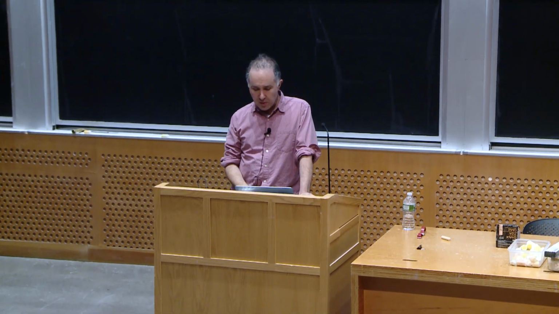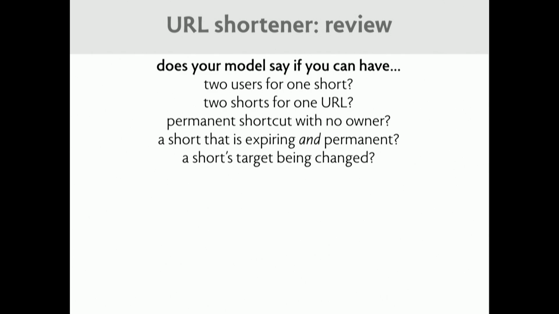So I'd like you to consider the following question. This is a sort of self-grading step, OK? You don't need to put this into the form, but we're going to discuss this. So the first big question is, what does your model actually say? Whatever you wrote down, does it address the most fundamental question? So here are a whole bunch of questions. Does it address whether or not two users can share the same shortcut?